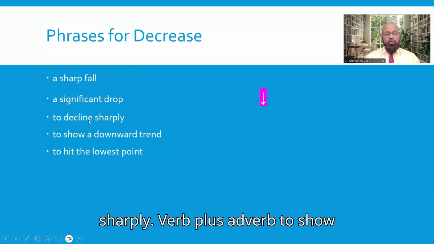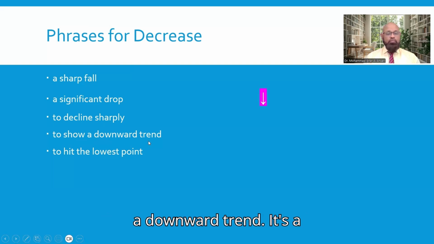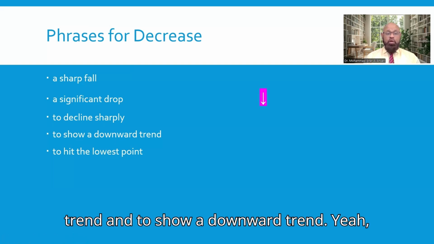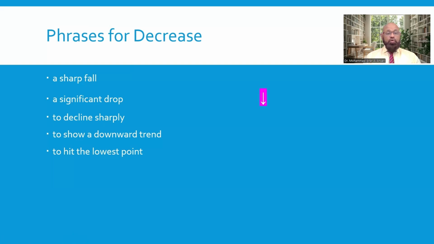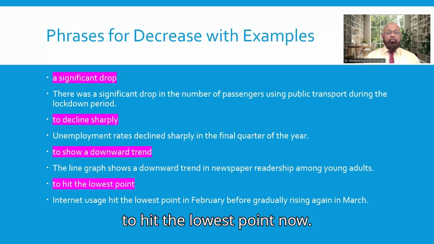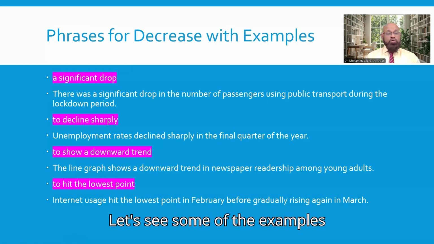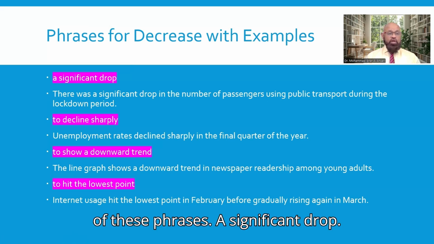To decline sharply: verb plus adverb. To show a downward trend. It's a phrase, like to show an upward trend and to show a downward trend. To hit the lowest point. Now, let's see some examples of these phrases.